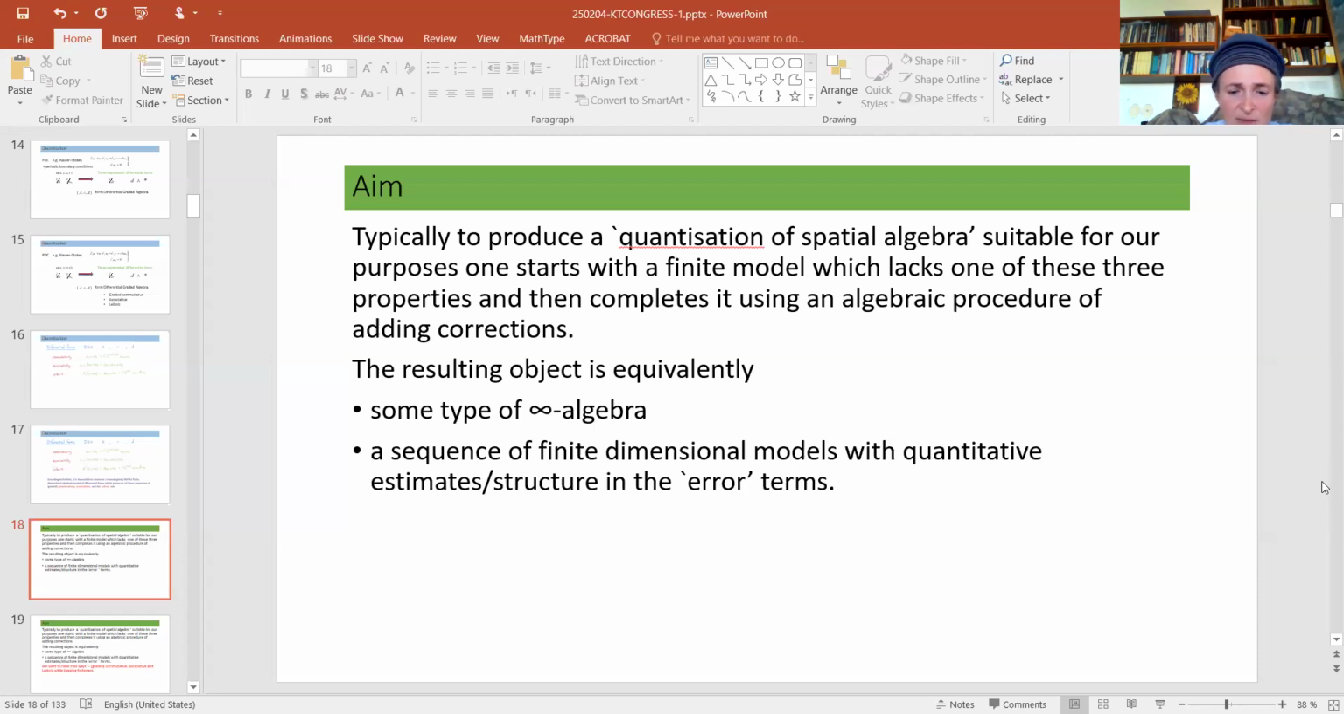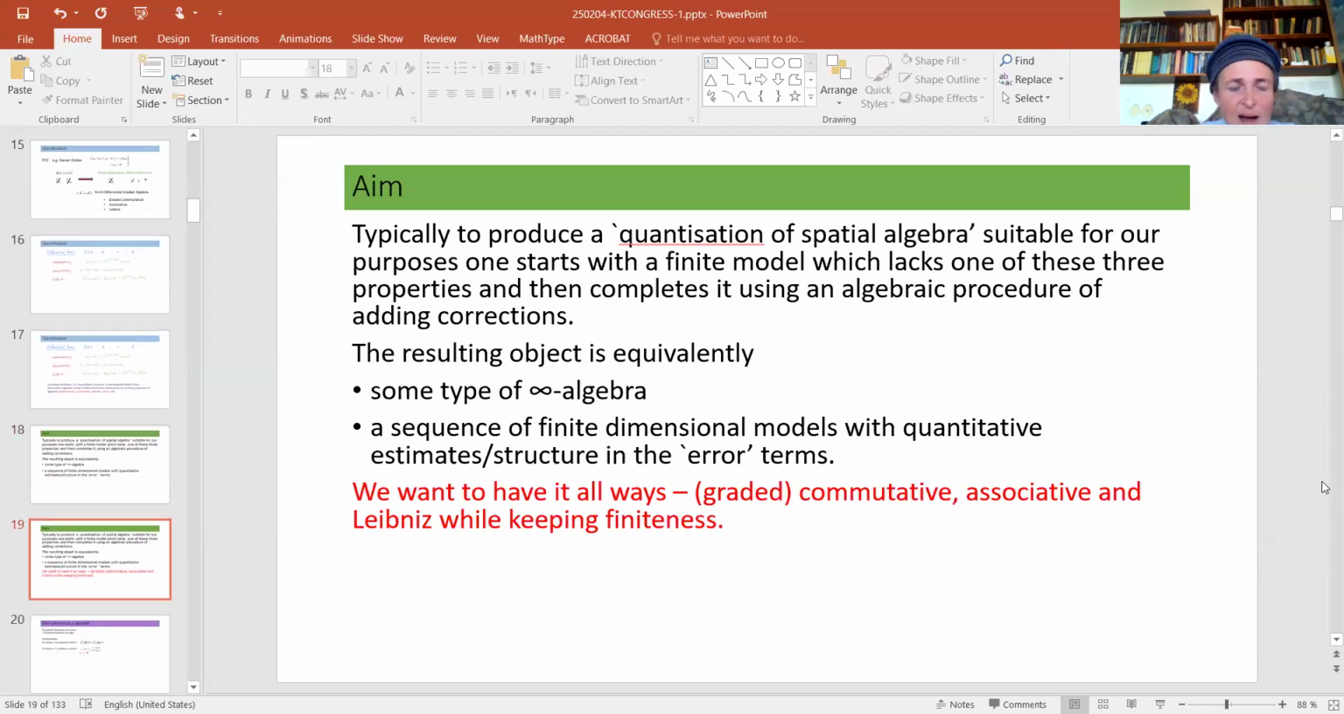That's something that we have done with Dennis Sullivan in the three different directions here. We've produced such models, but that's not what I want to talk about today. What we want to do is to have it always, to somehow keep graded commutativity, associativity, and Leibniz, and also keep finiteness. Now, of course, since that folklore result holds, something is going to have to be given up. And what will happen is that closure is given up in some sense. But we'll have just enough to be able to get by to write down Euler's equation.